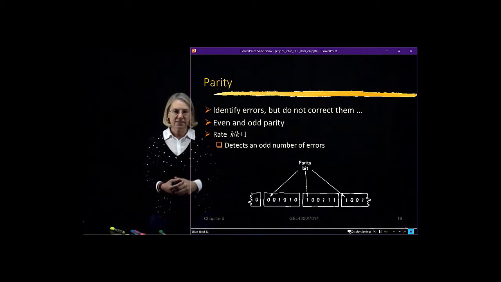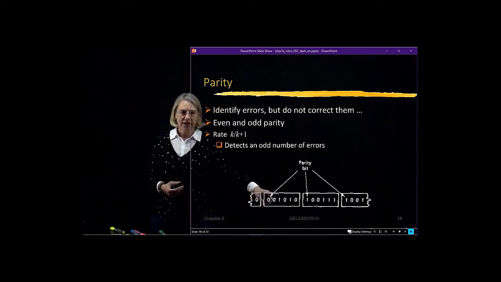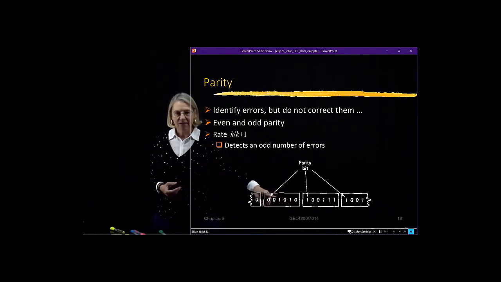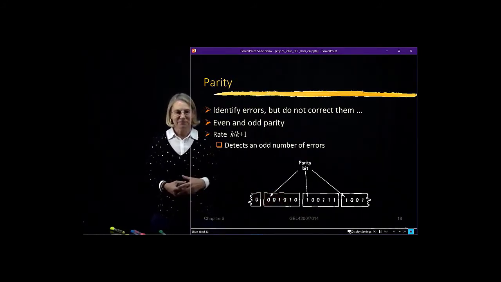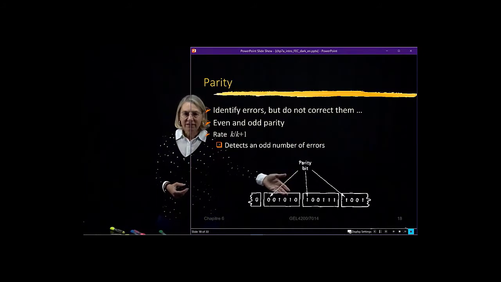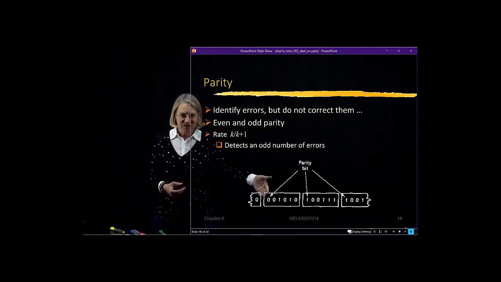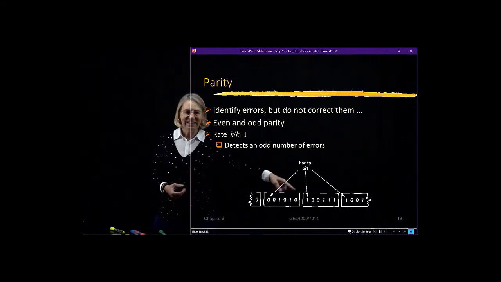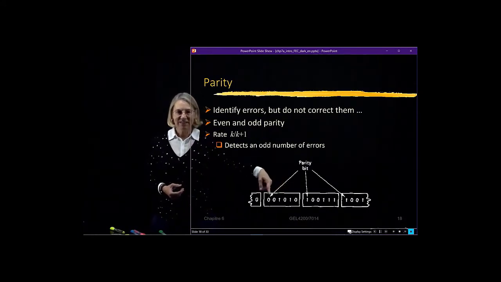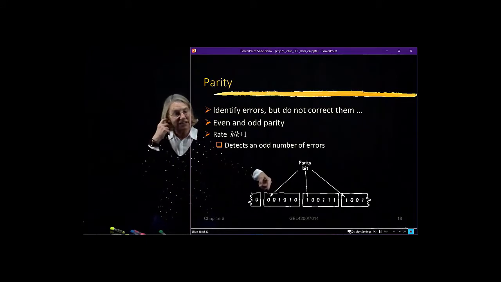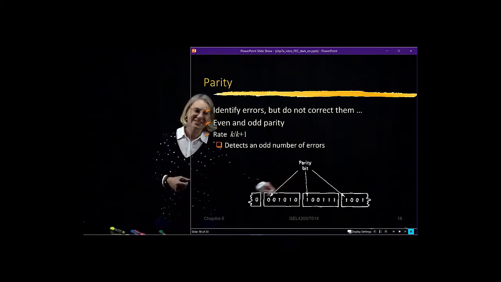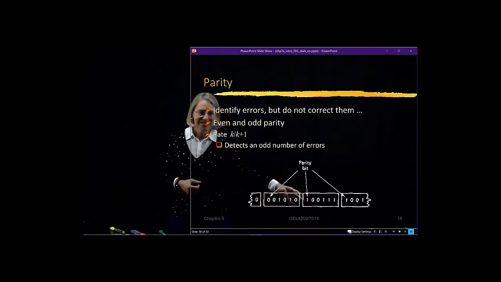So for instance, in this case, we would look at 0, 1, 0, 1, 0. So I have 3 zeros and 2 ones. So I add a 0, and now the parity is even, because I always have an even number of 1s. If I do the sum, I would get 0. Here, this is the parity bit.